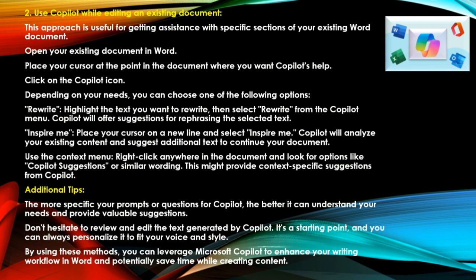Depending on your needs, you can choose one of the following options. Rewrite: highlight the text you want to rewrite, then select Rewrite from the Copilot menu. Copilot will offer suggestions for rephrasing the selected text. Inspire Me: place your cursor on a new line and select Inspire Me. Copilot will analyze your existing content and suggest additional text to continue your document. Use the context menu: right-click anywhere in the document and look for options like Copilot Suggestions or similar wording. This might provide context-specific suggestions from Copilot.